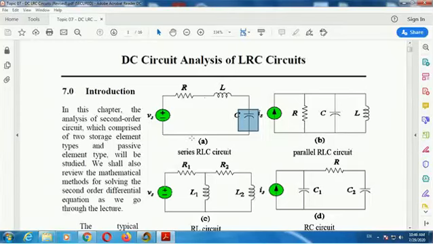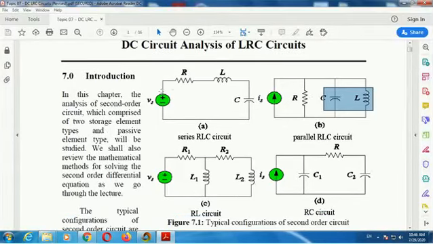This is the series RLC circuit. It has two storage elements, so it is called a second order series RLC. This is series, and this is parallel. The two storage elements L and C connected in parallel are called a parallel RLC circuit. Here the series one has a voltage source, and the parallel one has a current source.